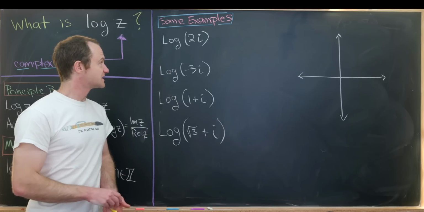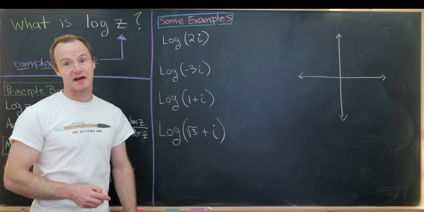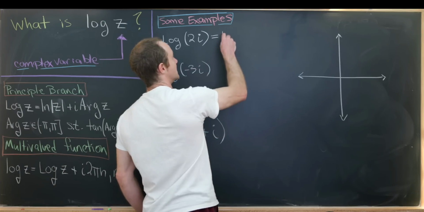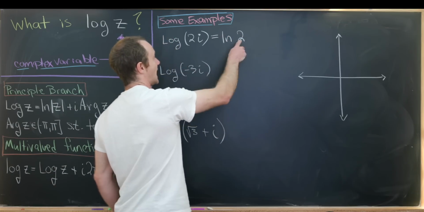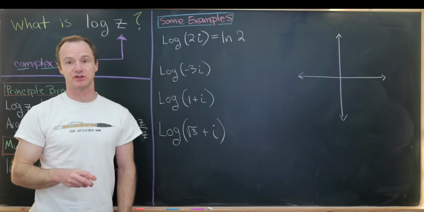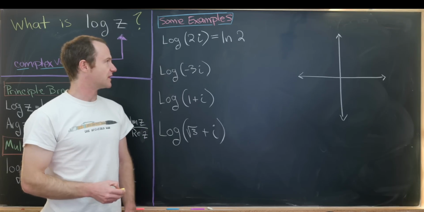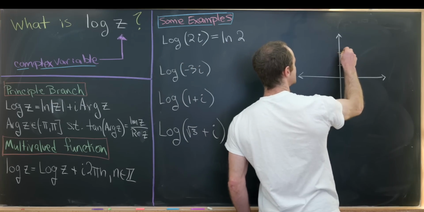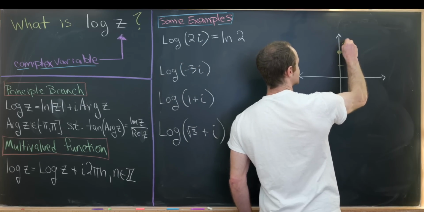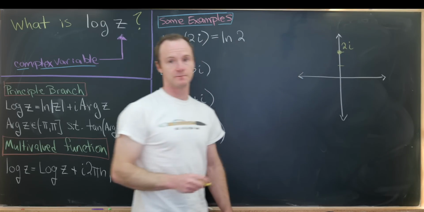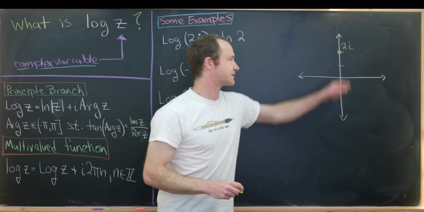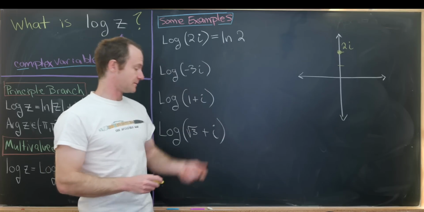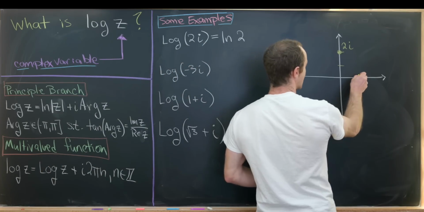Okay, so let's find the log of 2 times i first. So let's observe this is going to start out by being the natural log of 2, as 2 is the modulus of 2i. Then we have to figure out the argument of 2i. Maybe we should go over here and graph it. So 2i lives along the imaginary axis right here. So it's obviously 2 units from the origin, which we already encoded right here. And then the angle is pi over 2.